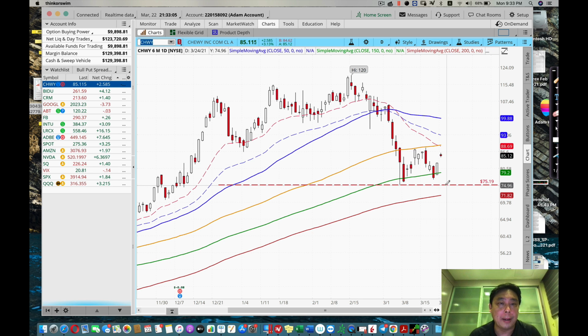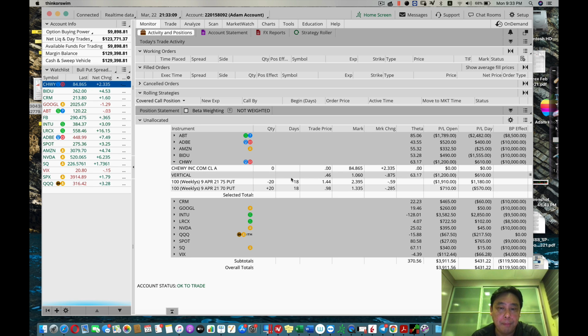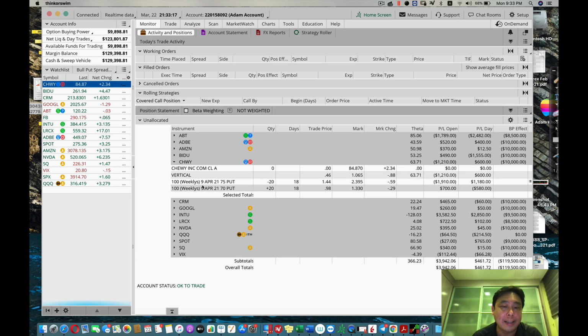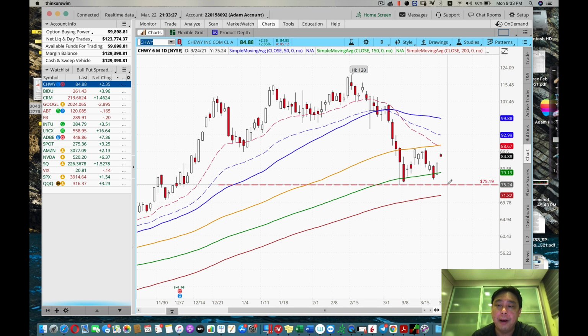So not at my stop loss yet. You can see Chewy's over there, right? It's a bull put spread on Chewy, right? So currently it's still negative, all right? But this guy expires on the 9th of April. So these are bull put spreads or credit spreads. What that means is that on the 9th of April, as long as it stays above $75, this would be a fully profitable trade.